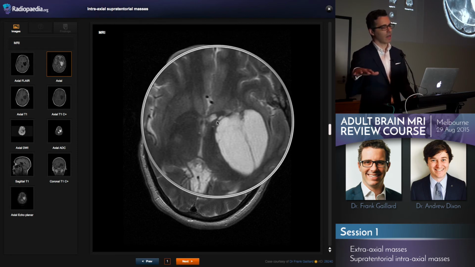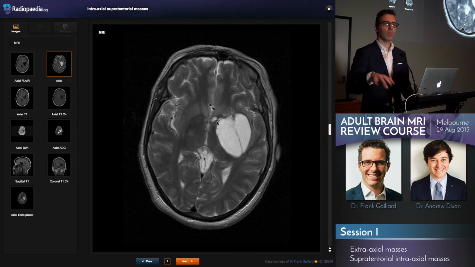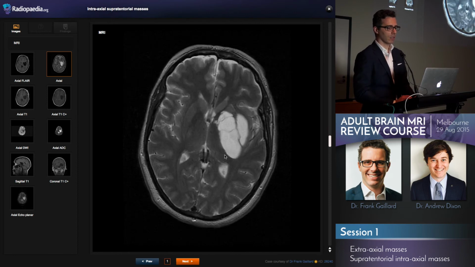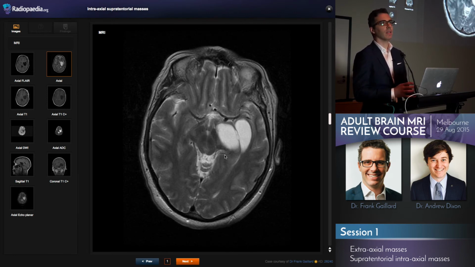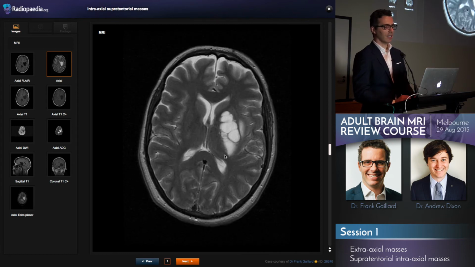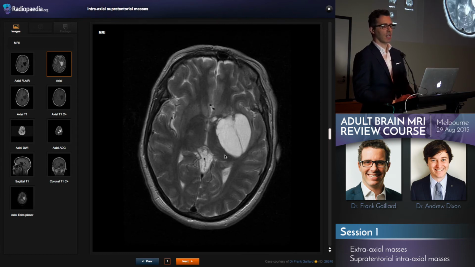Typical location, lower half of the basal ganglia, no peripheral edema, no gliosis, follows CSF on everything, and can be amazingly large. They don't tend to have a great deal of mass effect for their size. If you note, there's not too much compression of the adjacent brain because this is a very slow process.